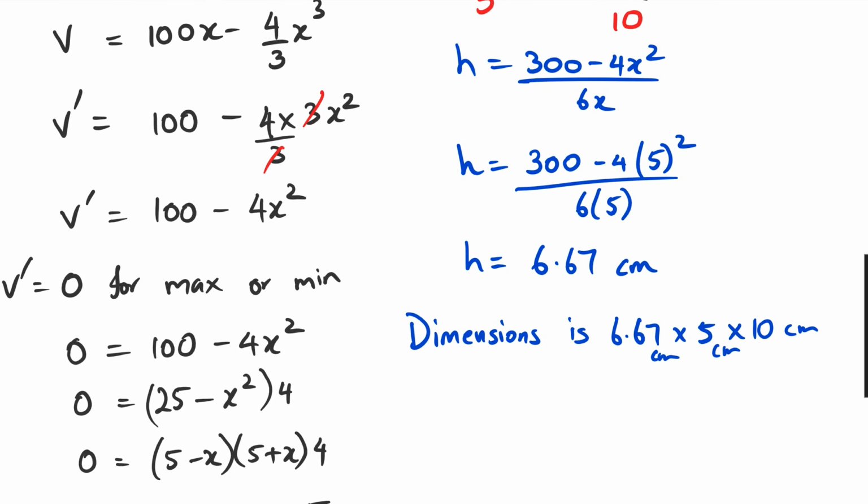All right, that's basically it for this, guys. And if you're asked to find the volume, just multiply those 3 numbers to get a volume for your final answer, if it did ask for the volume. Cool.